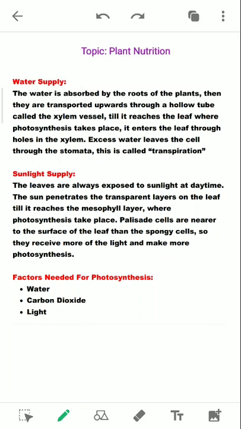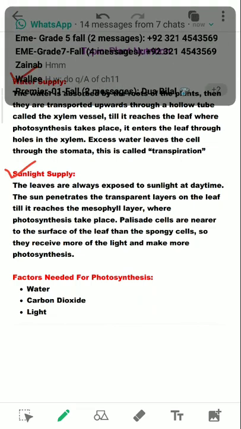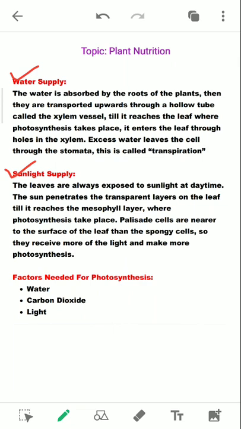So today we'll be discussing how it gets the water and how it gets the sunlight. There are three things which it requires: carbon dioxide, water, and sunlight. Okay, water is absorbed through the roots from the soil. Roots are present in the soil and the water is also there. So the roots absorb the water from the soil up into the leaf, where it is used for photosynthesis.